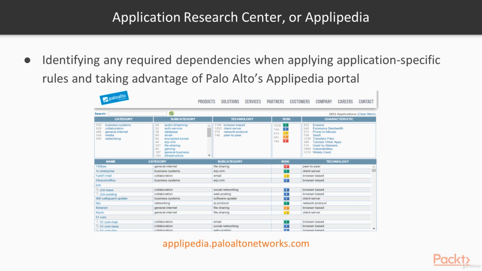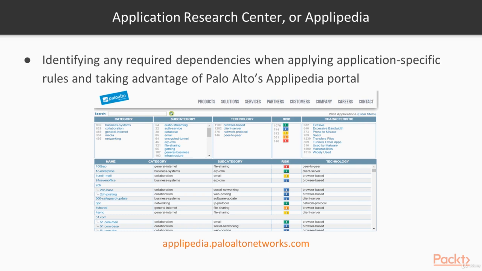So if, for example, we want to block Netflix, or we want to allow Netflix for a specific set of users, we want to create an application object and add that into the application group. Most certainly we will need some dependencies that the Netflix application object will not have. This is where Application Research Center, or Applipedia, comes into play.